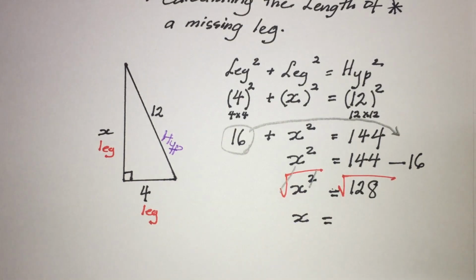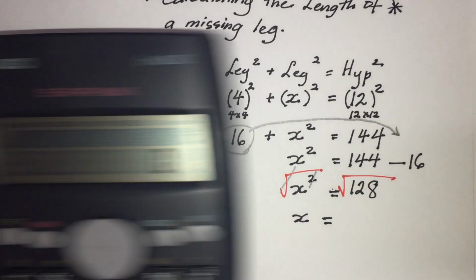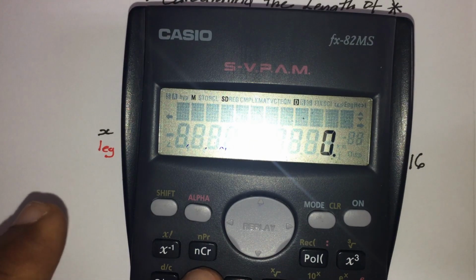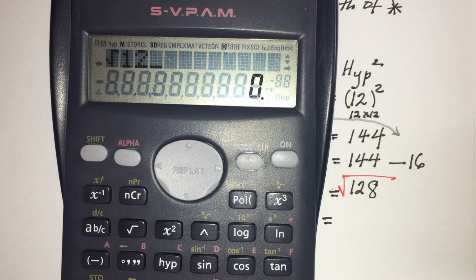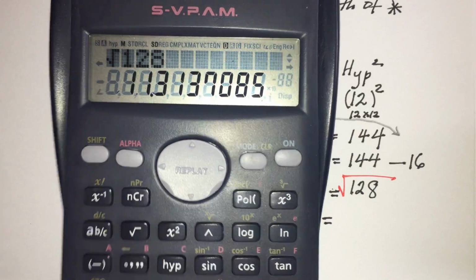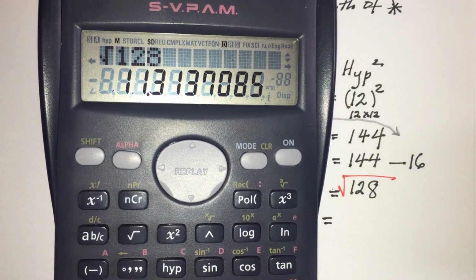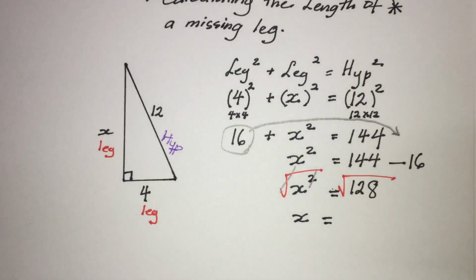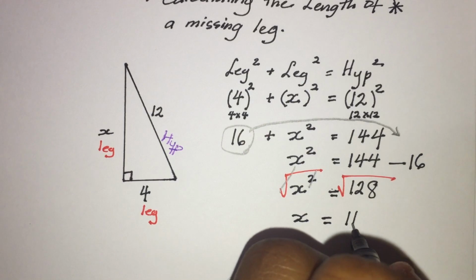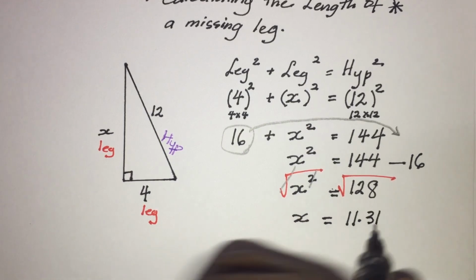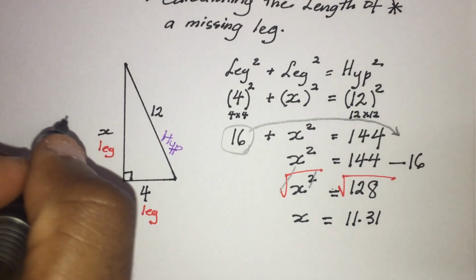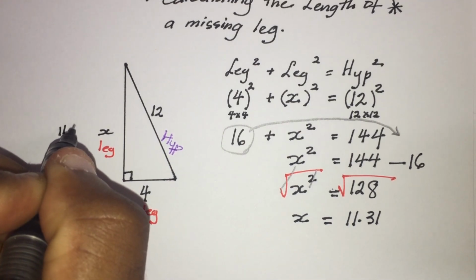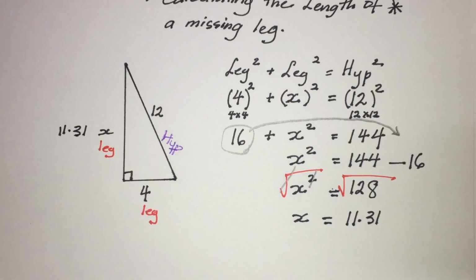And we need to work that down into our calculators. So I need the square root, and this is the square root button, of 128. And that's 11.31 to 2 decimal places. So x is equal to 11.31 units. So the missing leg is 11.31 units.